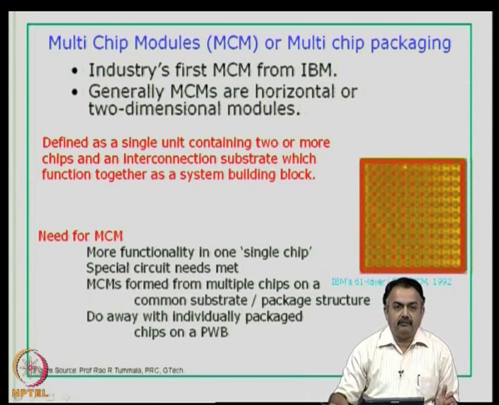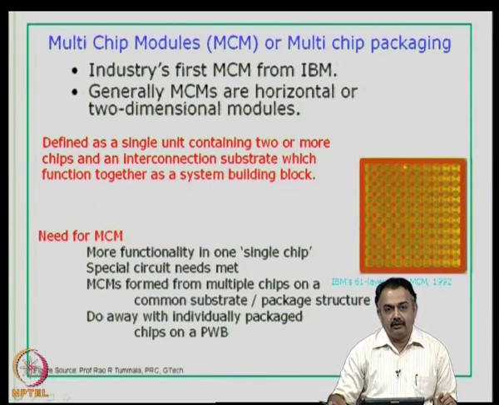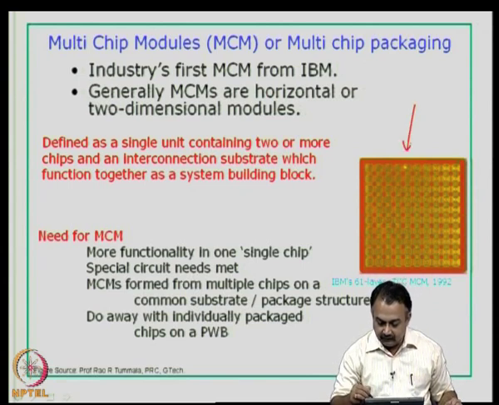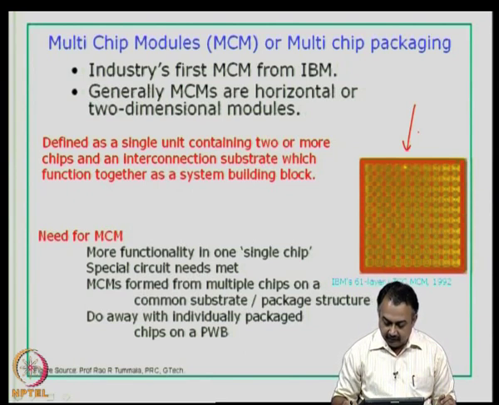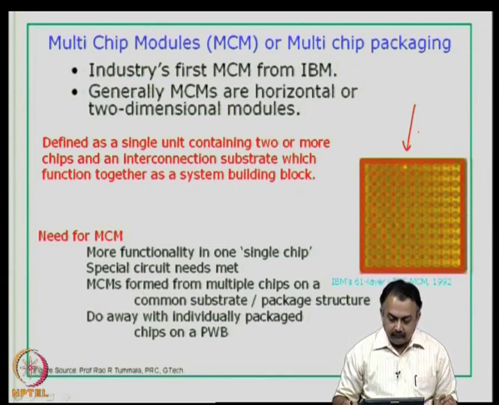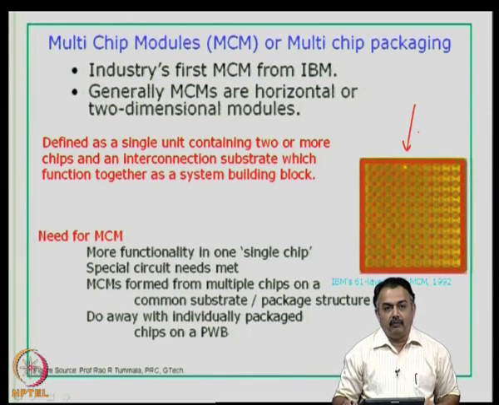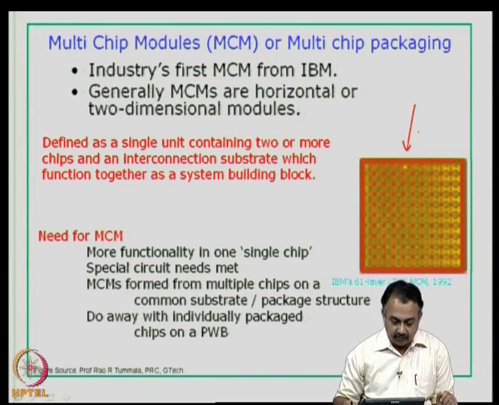The industry's first multi-chip module came from IBM, and generally multi-chip modules, when you talk about their structure, are typically horizontal or two-dimensional modules. If you look at the figure here, it is a typical ceramic multi-chip module fabricated by IBM in 1992. So, multi-chip modules are not new. It is the question of what kind of substrate and the methodology to create a high density multi-chip module that becomes very interesting.